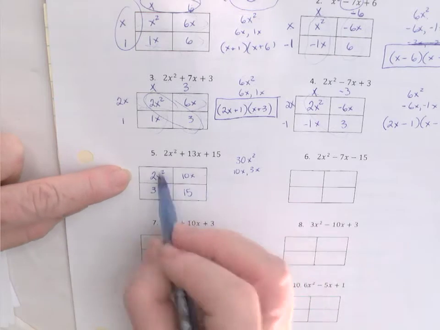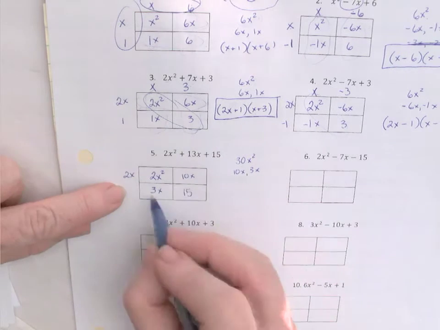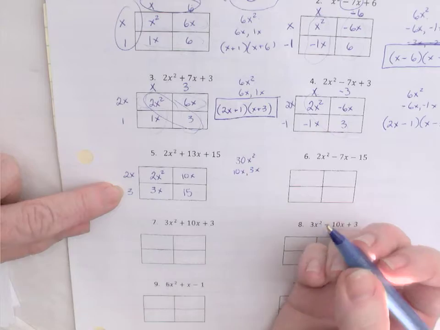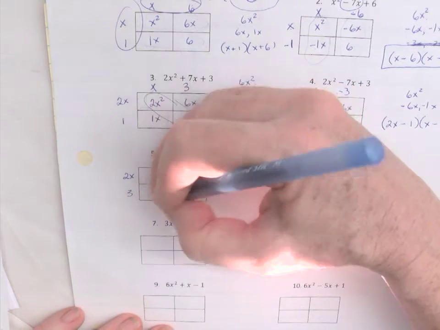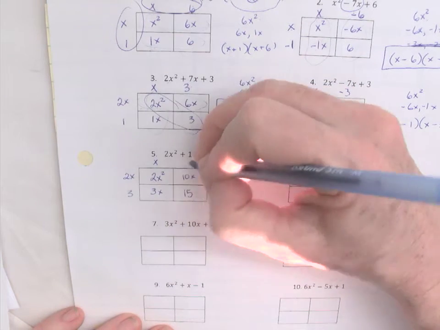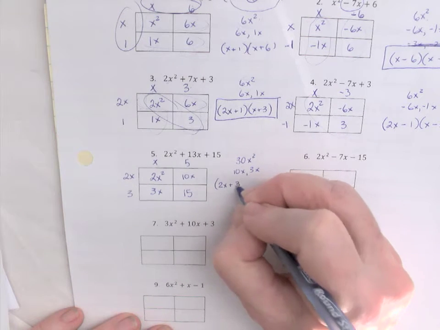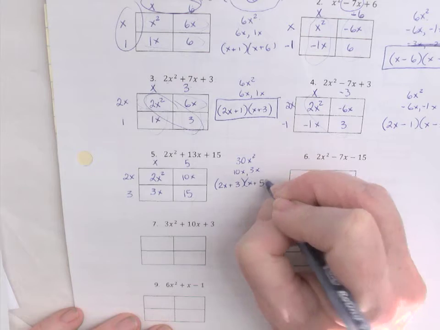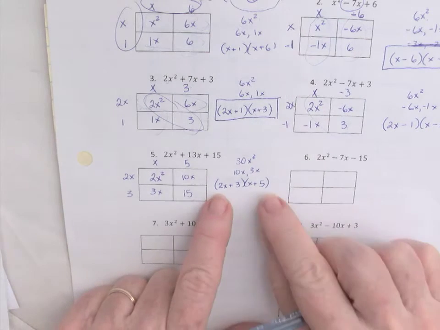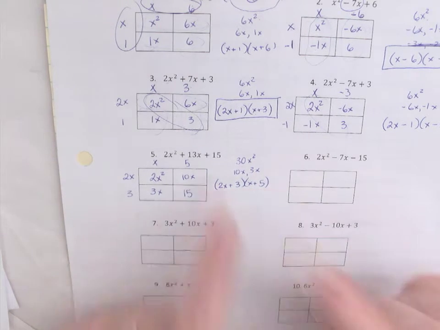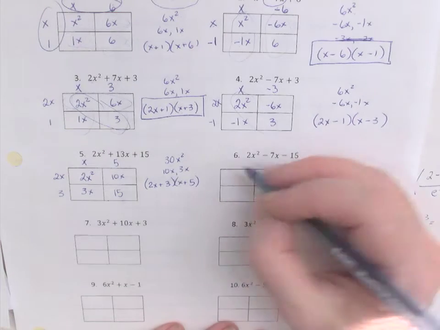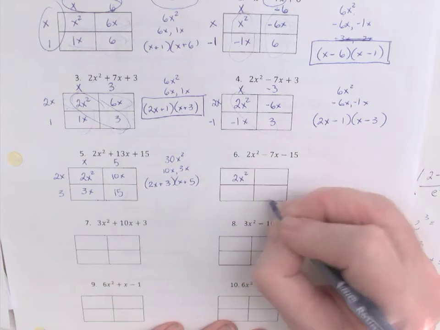Standing over here, we can see we can pull out a 2x. Standing over here, we see we can pull out a 3. Standing up here, I can see I can pull out an x. And standing up here, I can see I can pull out a 5. So the factors are 2x plus 3 and x plus 5. And I'd FOIL it just to make sure. 2x squared, 10x, 3x, 15. So we're good.